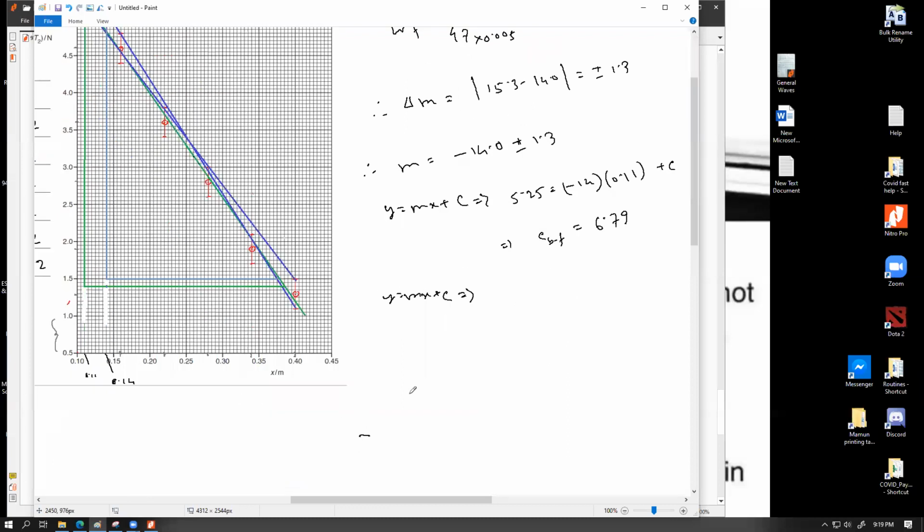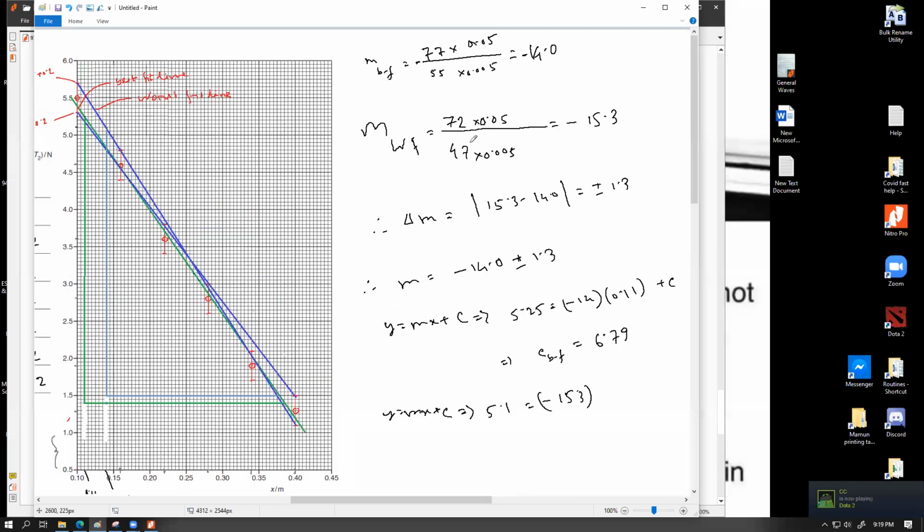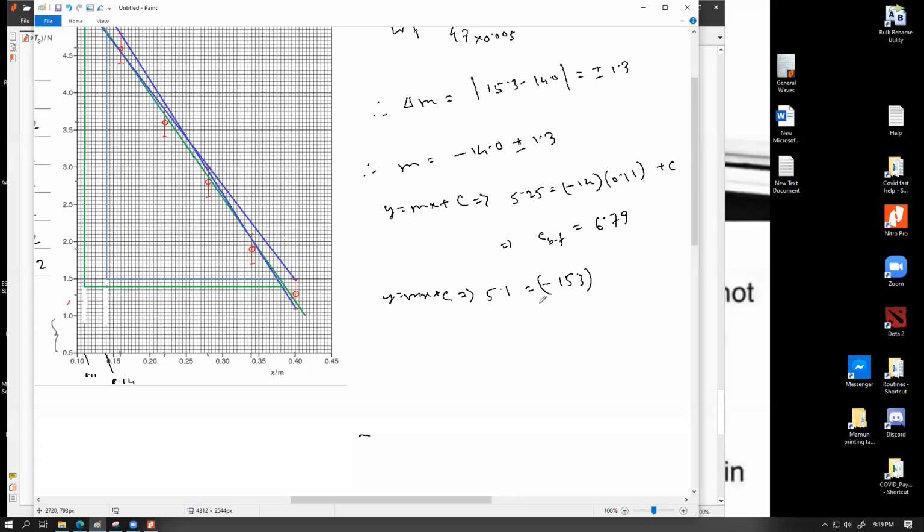So this will be 5.1 equals minus 15.3. See, this gradient of the worst fit line is minus 15.3 into 0.14 plus c. Therefore, c of the worst fit line, calculate and find out what it comes to. So it's just 0.14.